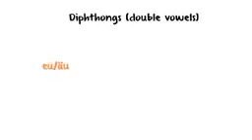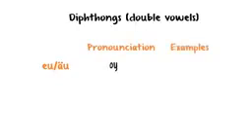The next letter combination is EU, which is pronounced like oi. Here we have the example of the word Europa, which means Europe.